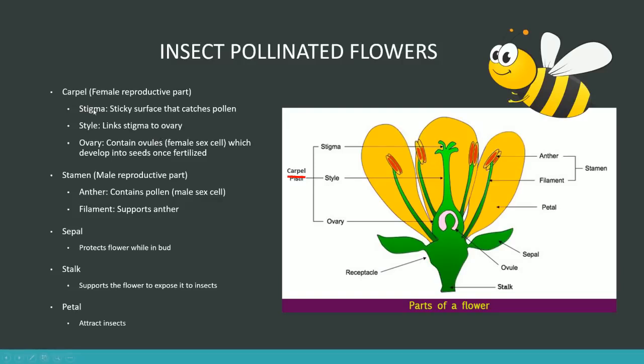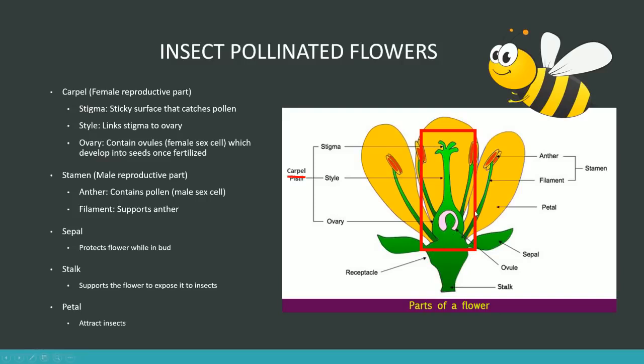So the main things you'll be looking at is the carpel, which is the female reproductive part of the flower, and it contains three structures. You've got the stigma, which is a sticky surface that catches pollen. We've got the style, which is this long rod that connects the stigma to the ovary, and you've got the ovary, which contains ovules, which is the female sex cell.